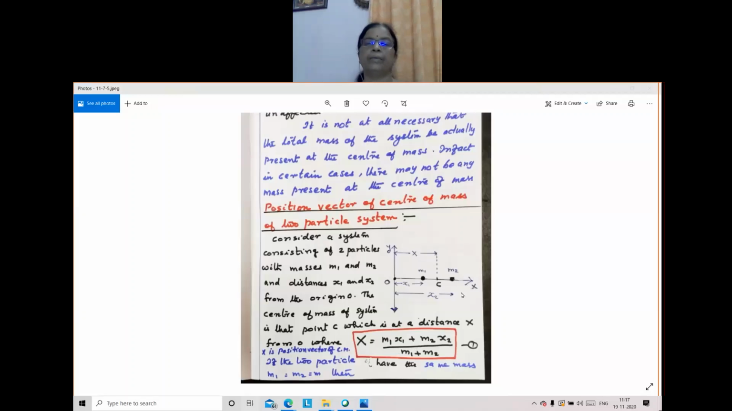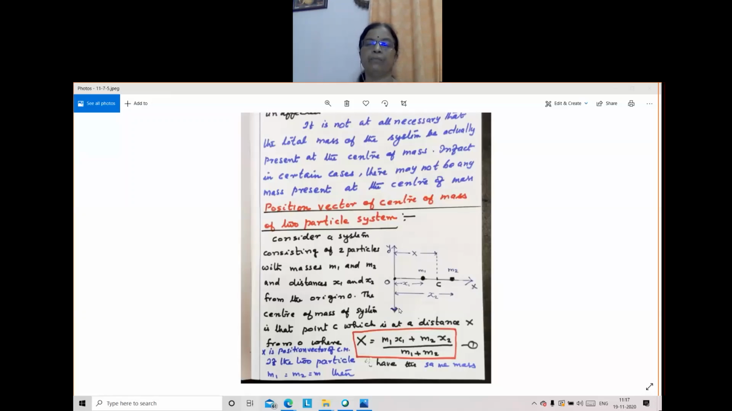So here, we know in a two-particle system, somewhere the center of mass will be there. If the particles have equal mass, then you can take it at the center. That means this distance is x1 and this distance is x2, so at the middle point you will get the position of center of mass. That distance will be the position vector of center of mass. Middle point. That happens only when the two masses are equal. Center of mass will be at the center only when the two particles have equal mass. That we can discuss as a special case.